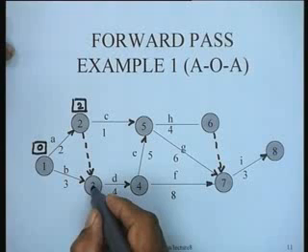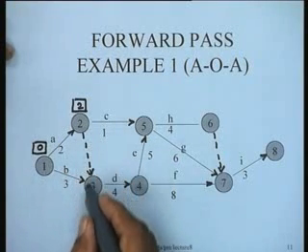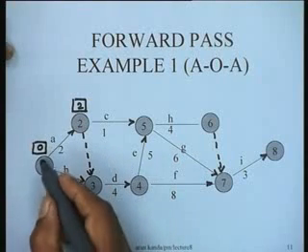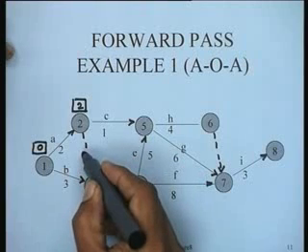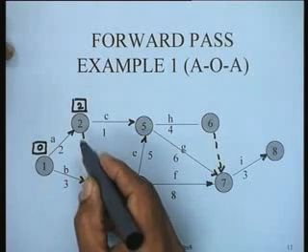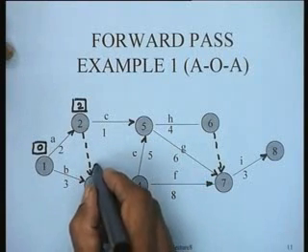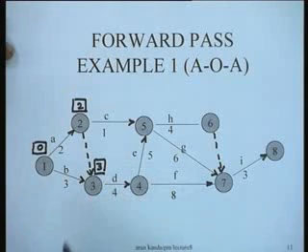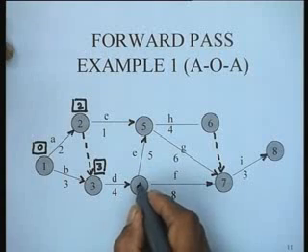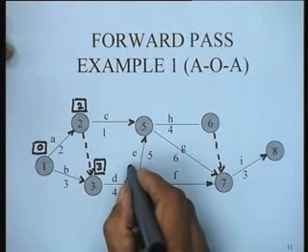Then we would come to node 3. Now node 3 has 2 predecessors, so we have to take the maximum of 0 plus 3, which is 3, and 2 plus 0, because the dummy takes 0 time. So the larger of the 2 is 3. So we find out the earliest occurrence time of node 3 in this manner. Then we come to node 4, 3 plus 4 is 7.